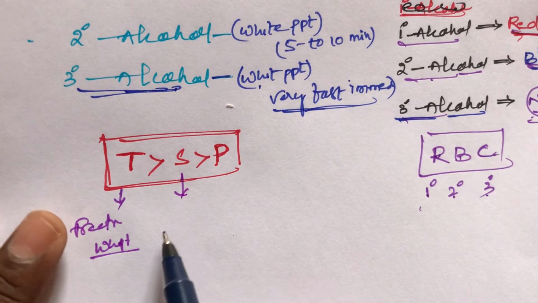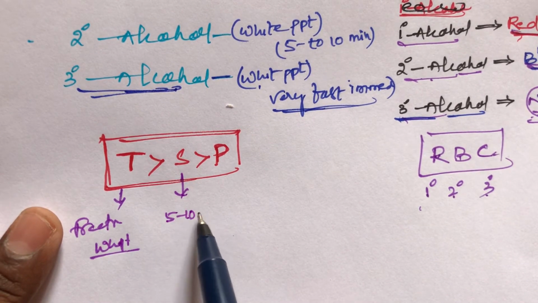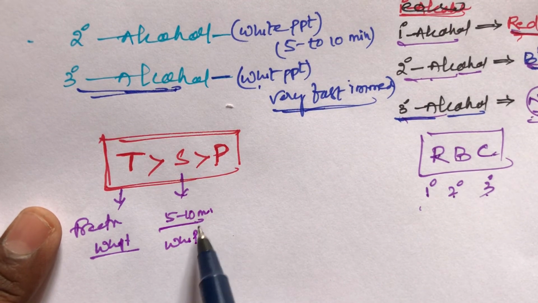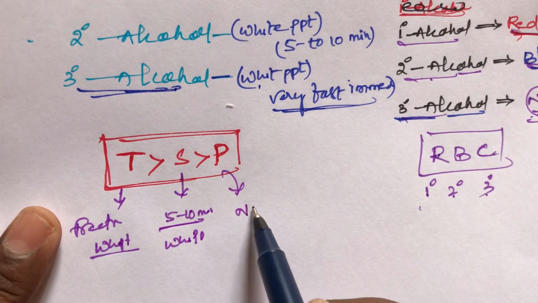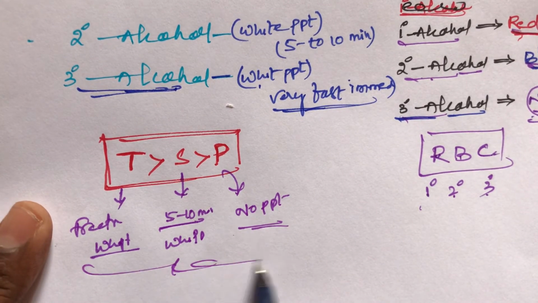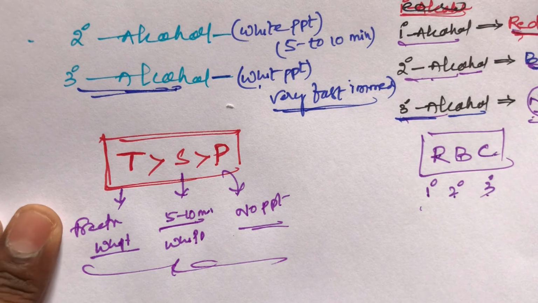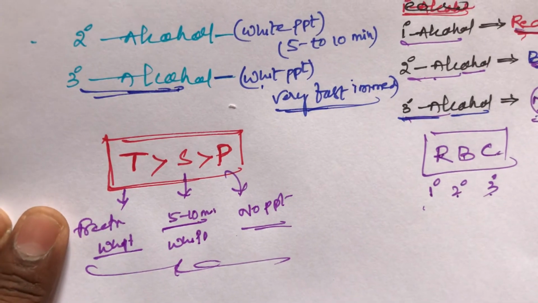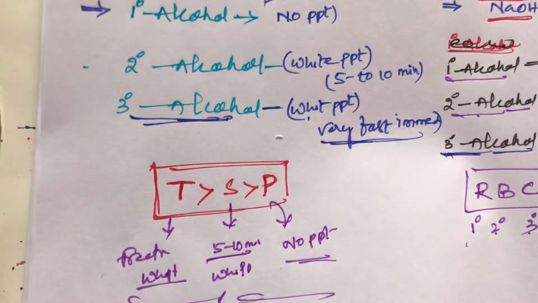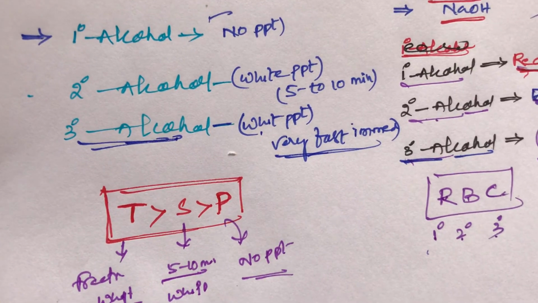Then secondary alcohol gives a white PPT after 5 to 10 minutes. And primary alcohols give no PPT. These are all only at room temperature. This is the simple trick, student, for the test for alcohol. It is very most important for NEET and JEE and other competitive exams also, student.